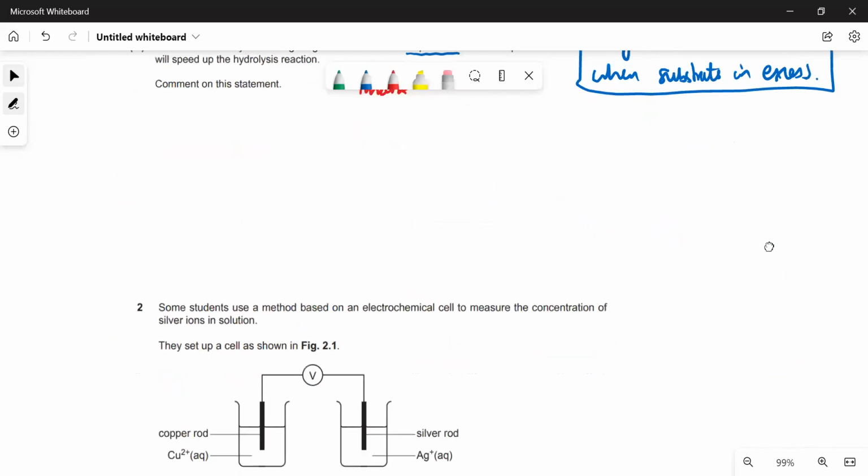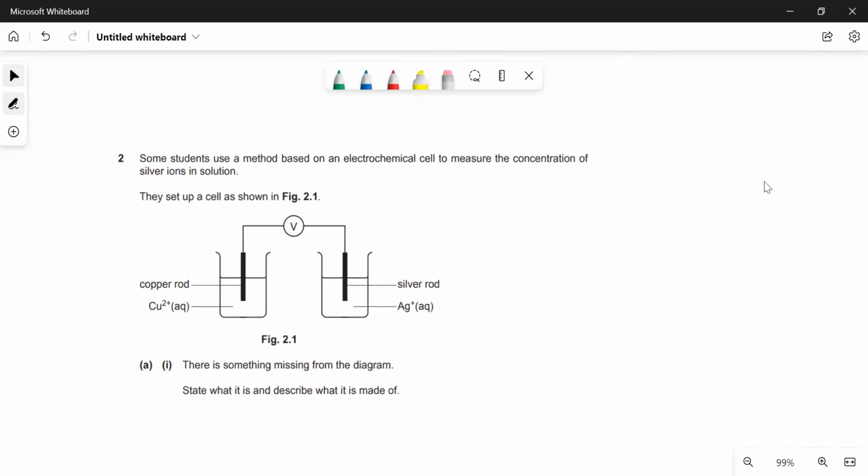Okay, this is about electrochemical cells. Students use a method based on electrochemical cells to measure the concentration of silver ions in solution. They set the cell up like that. There's something missing. Describe what it is. Well, it's obviously a salt bridge. Okay, and what is a salt bridge?